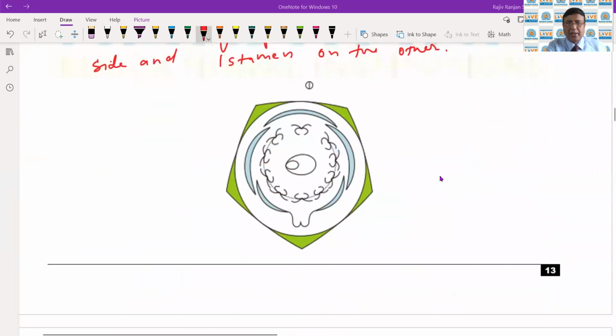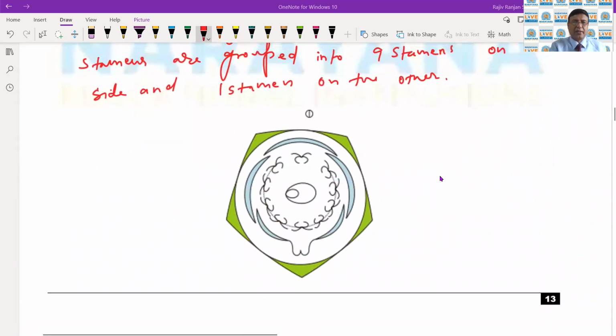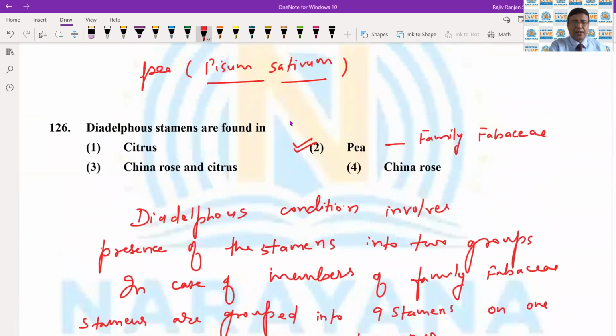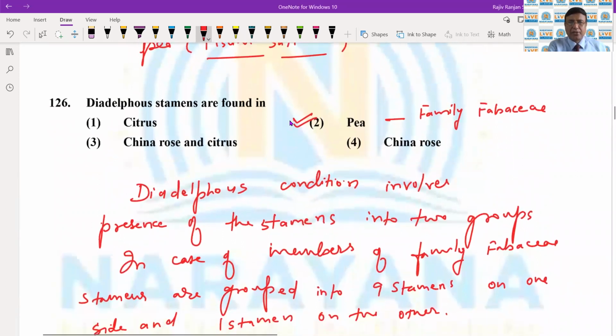So here we can just see this condition in the following figure. So we find that 9 stamens are here that are cohesive to each other, and one stamen just stands apart from the rest 9. So this condition is found in family Fabaceae, including the P, that is Pisum sativum. Okay, so the scientific name of P is Pisum sativum. So this condition is found. So the correct option is option 2.